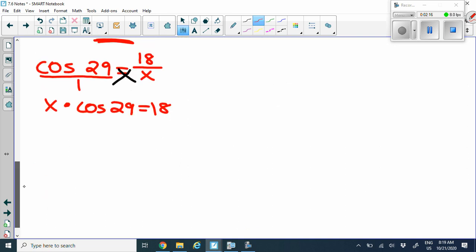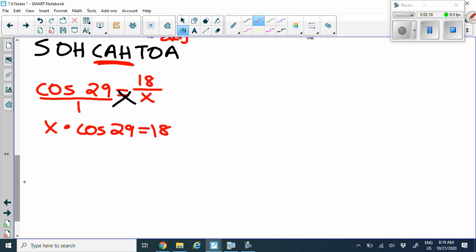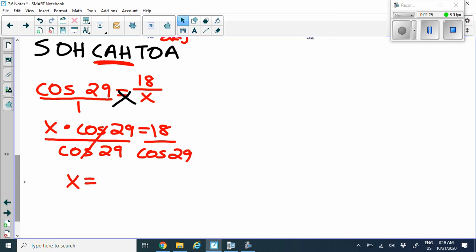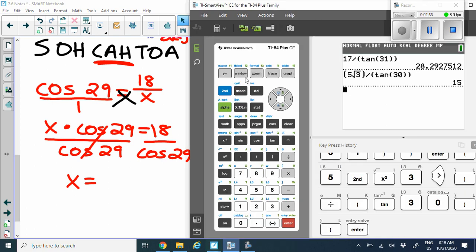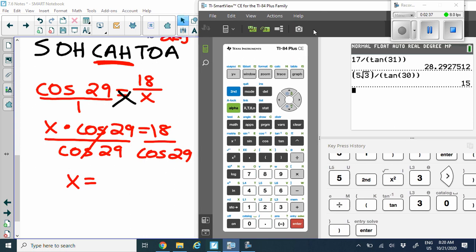Now my next thing that I need to do is get x all by itself. Notice we're multiplying, so the opposite of multiplication is division. So I'm going to divide both sides by cosine of 29. This cancels out. Now this is where we are going to have to use our calculator. Remember, I showed you the strokes of how to do tangent. It's going to be very similar to how we do cosine.